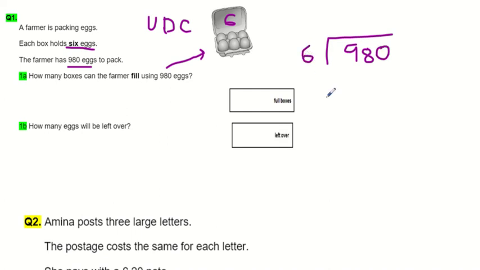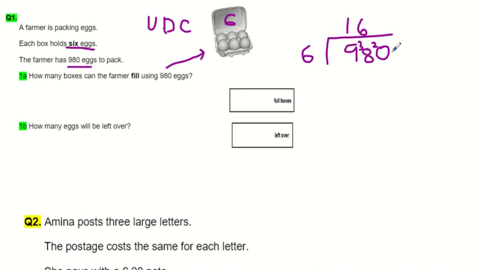Okay, so let's do my calculation then. 6 into 9 goes once. I'm going to count on to find my remainder. 6, 7, 8, 9. So a remainder of 3. 6 into 38. Well, I know my 6 times table. I know 6 times 6 is 36. So it goes 6 times with a remainder of 2.